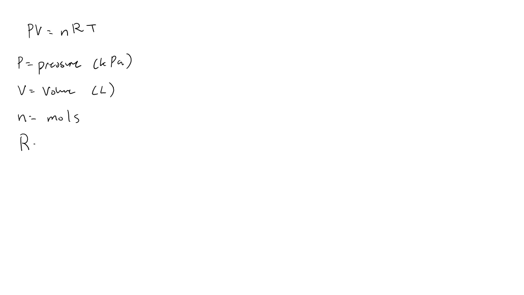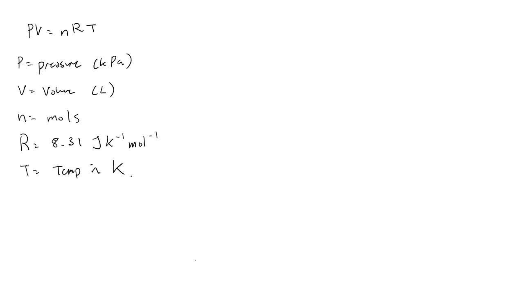In this video, we will learn about the ideal gas equation. Now, the ideal gas equation is PV equals nRT, where P is equal to the pressure in kilopascals, V is volume in liters, n is the number of moles, R is the gas constant, which is 8.31 joules per Kelvin per mole, and T is temperature in Kelvin.